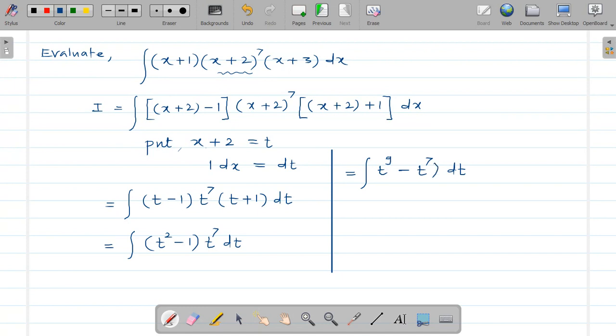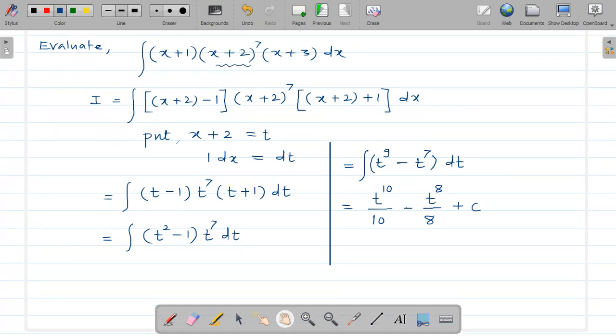So now we have to evaluate the integration of t raised to 9 minus t raised to 7. Now integration of t raised to 9 is t raised to 10 upon 10, minus integration of t raised to 7 will be t raised to 8 upon 8 plus constant. So this is the answer of the integration.